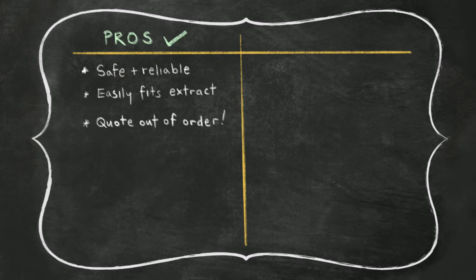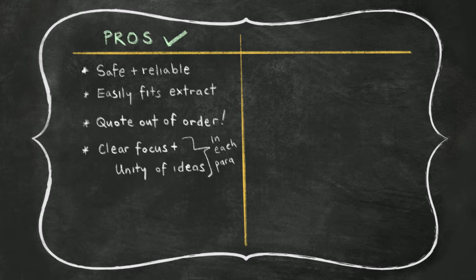You're collecting evidence as it suits your theme in that paragraph, which means that you can grab it from anywhere in the text. Also, because each paragraph explores just one theme, there's a clear focus and unity of ideas. It's clear what each section is about. Finally, this structure can provide pretty comprehensive coverage of your extract, which is always good. But what are the cons then?